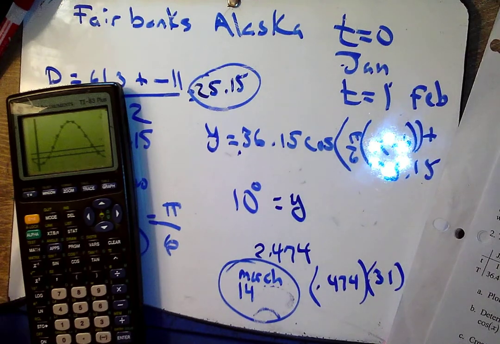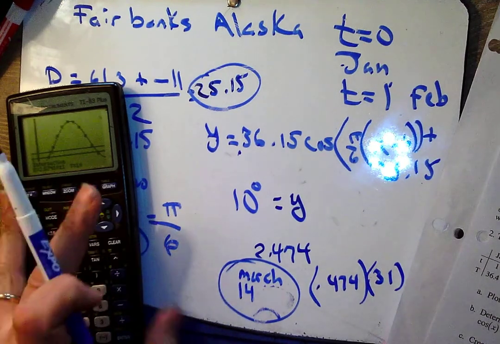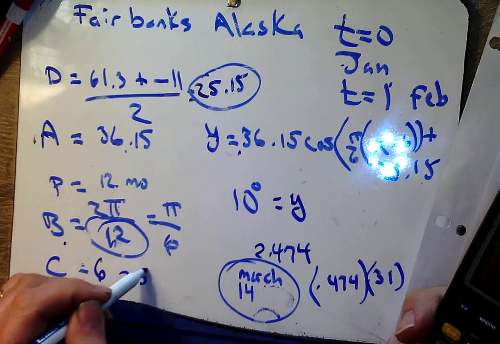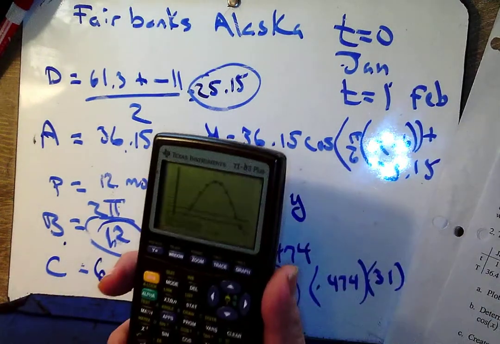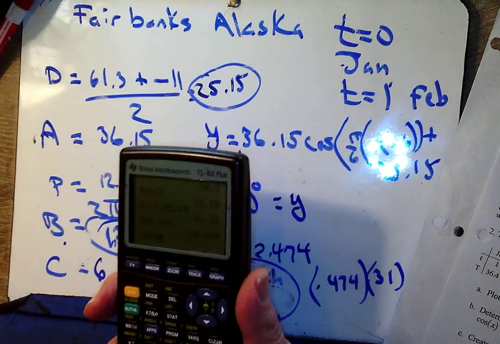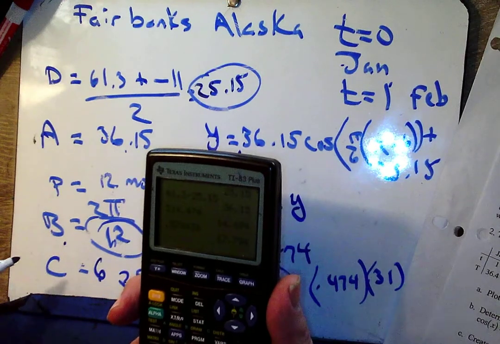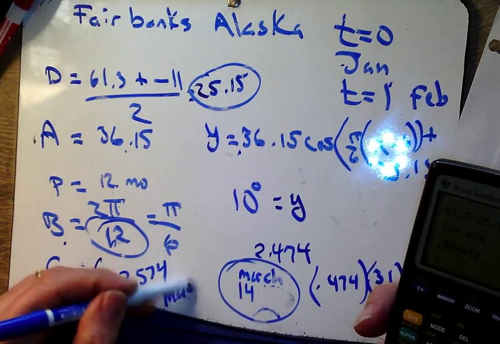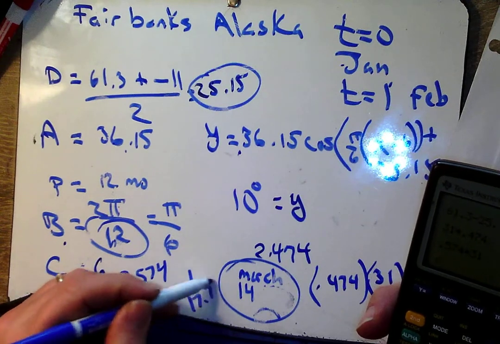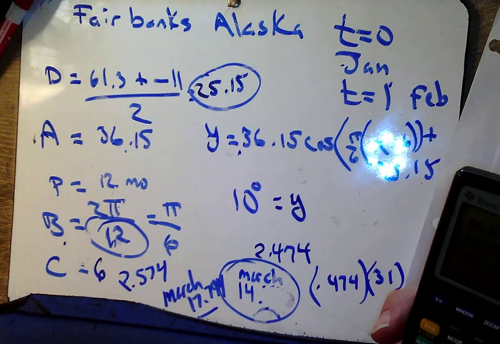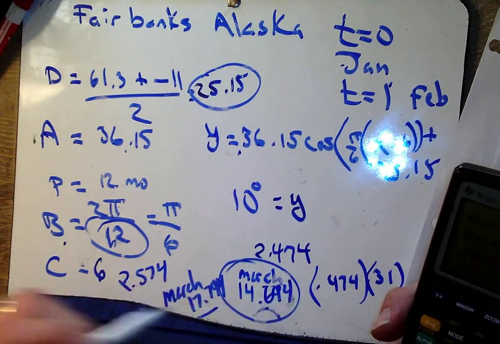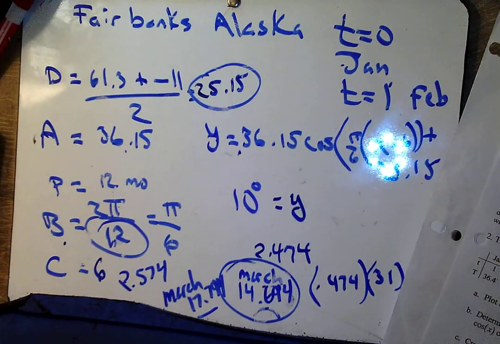Enter, enter, enter. And I get 2.574. Well, that is different. And so point, oops, 0.574 times 31 days in March. Oh, March 17.794. And this was 469.5694. Yeah, that's different. That's like 3 days different.